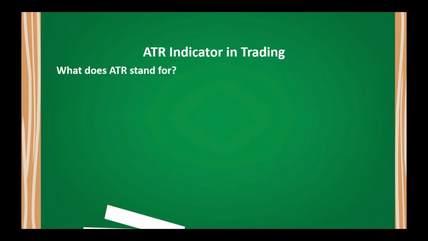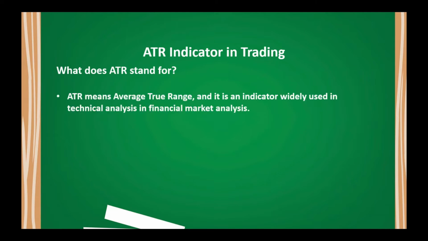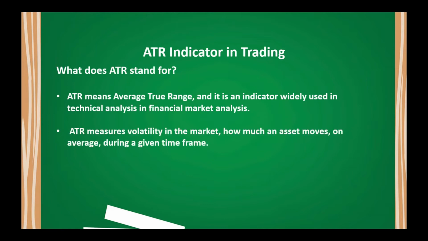So what does ATR stand for? ATR means average true range, and it's an indicator widely used in technical analysis and financial market analysis. The first thing we need to think about is what the ATR indicator measures. ATR measures volatility in the market, how much an asset moves on average during a given time frame.